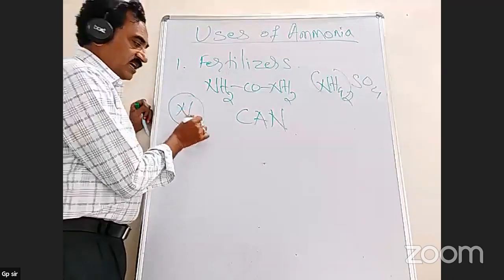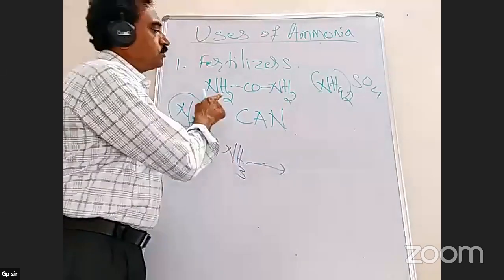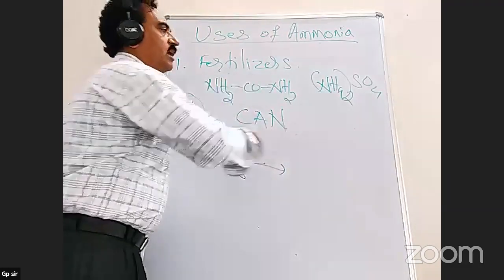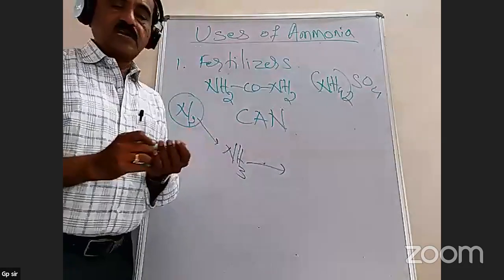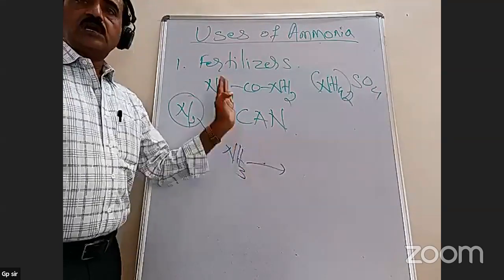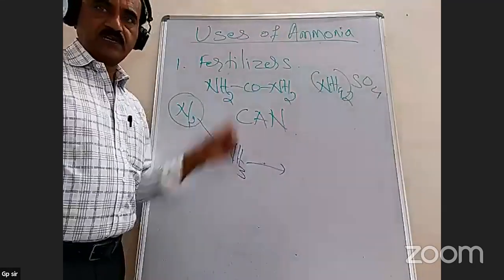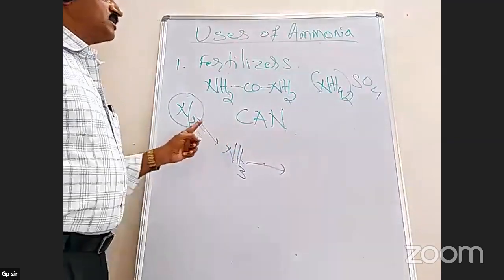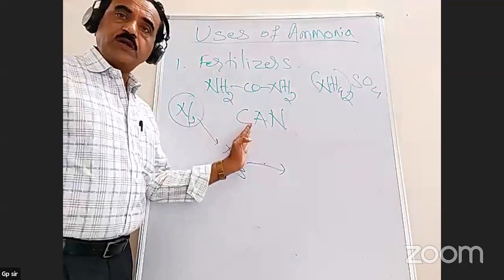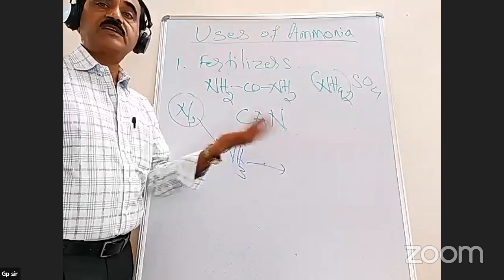The nitrogen in the air is converted into ammonia. Ammonia is then converted to urea, ammonium sulfate and calcium ammonium nitrate, which are highly soluble in water. These are called nitrogenous fertilizers. They contain a high percentage of nitrogen and are highly soluble in water. They enrich the soil and make it more productive and fertile.